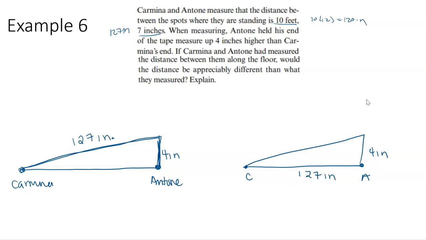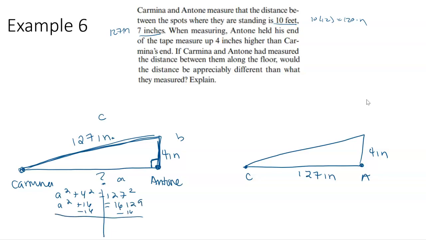If they measure, let's just do this. We don't know this measurement here, so this is C, this is A, this is B. We don't know A squared, but we know A squared plus 4 squared is equal to 127 squared. So it's A squared plus 16 equals 16129. Subtract 16 from both sides, and we get A squared equals 16113. When we square root it, A is about 126.94, or 126.9. That's really, really close to 127.